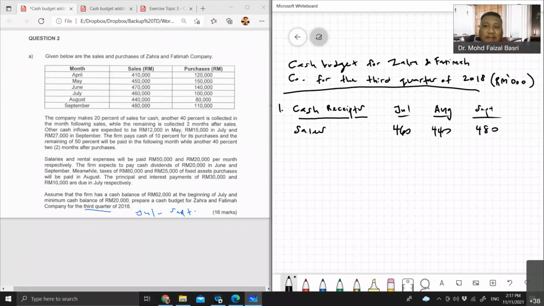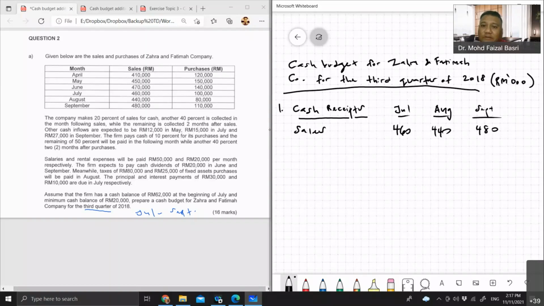Right. And notice I haven't used anything from the instruction or information or assumptions at the bottom yet. I just use the one in the table. Okay, the one in the table. Right. Now, once you have written the sales information, we move on to use the assumptions.